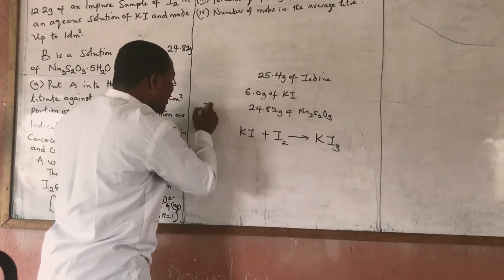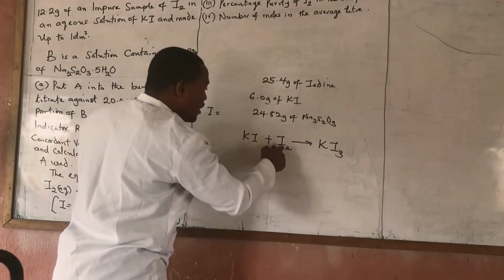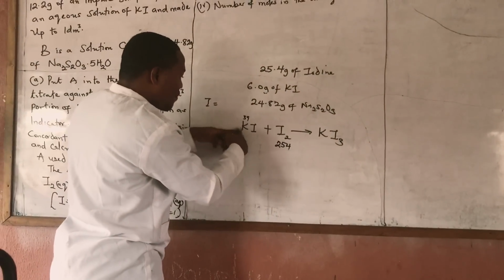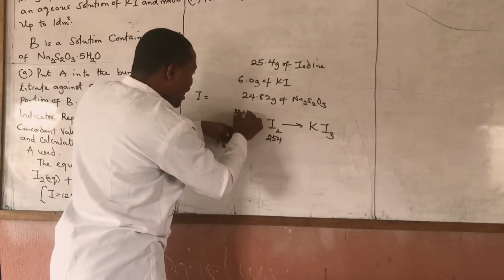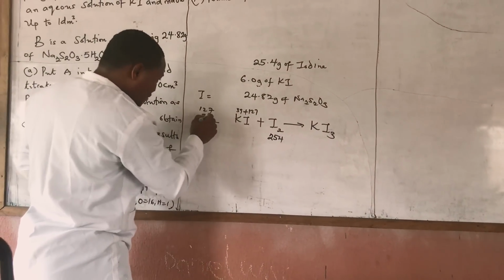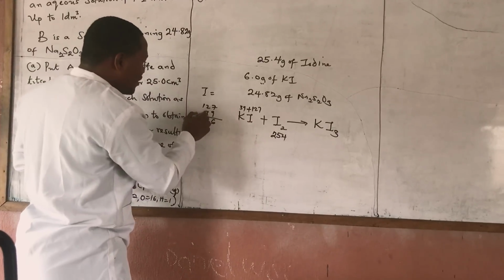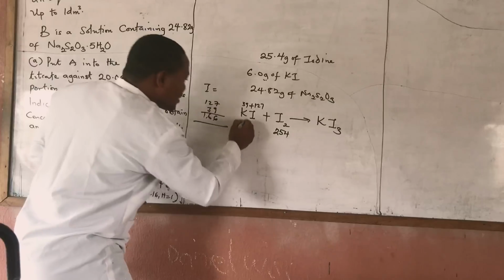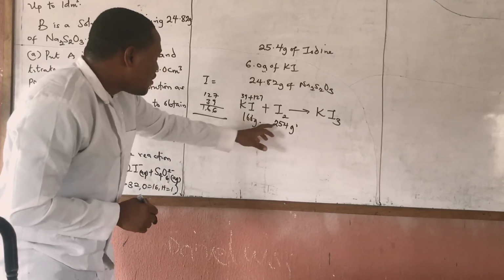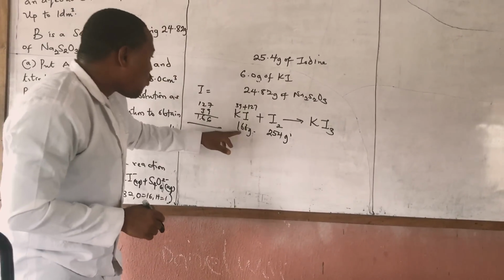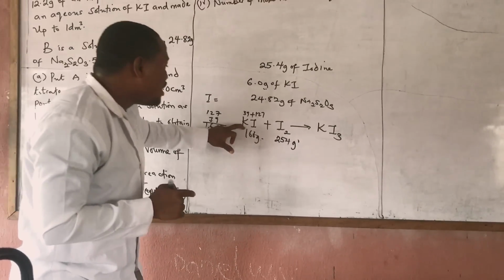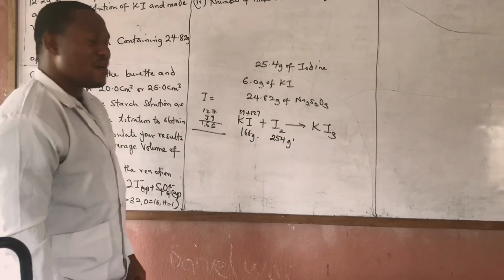Now, if you look at this, the atomic mass of iodine is 127 times 2. That gives us 254. And the atomic mass of potassium is 39 plus 127. So 127 plus 39 gives 166. Can we see that? So theoretically, for this reaction we will be needing 166 gram of potassium iodide to dissolve 254 gram of iodine. Can you see that?